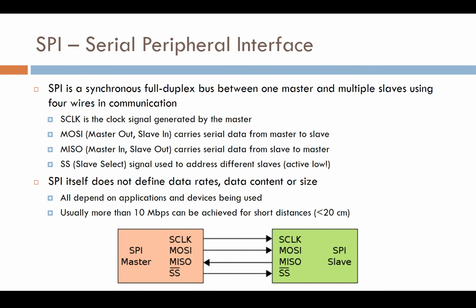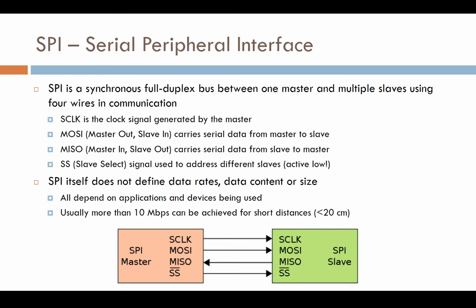And it works between one master and multiple slaves using 4-wire communication. There's a serial clock which is always driven by the master. So master sets the clock. Then 2 lines. Master out, slave in, carries serial data from master to slave. So microprocessor to, for example, device, or master microprocessor to slave microprocessor.